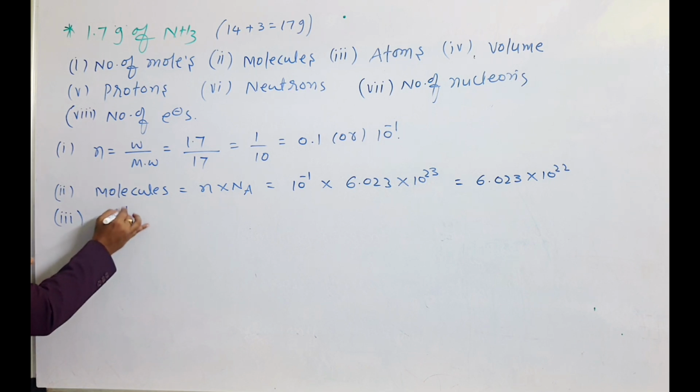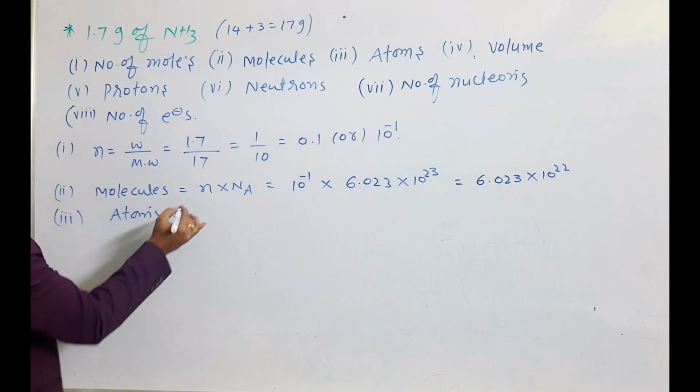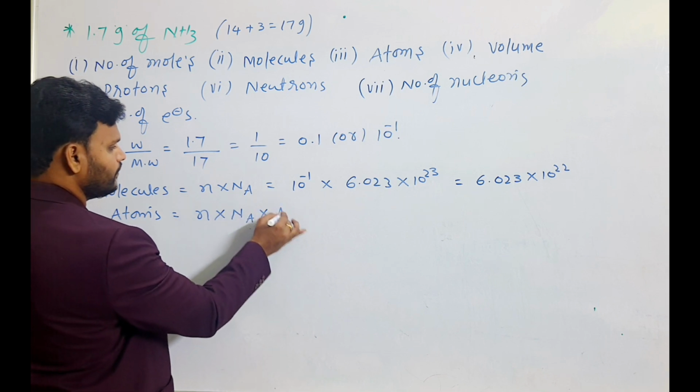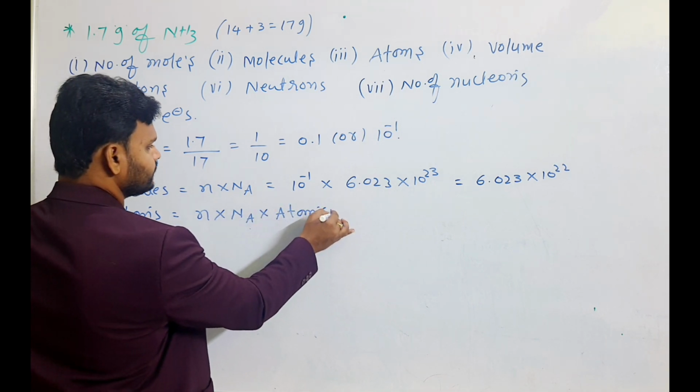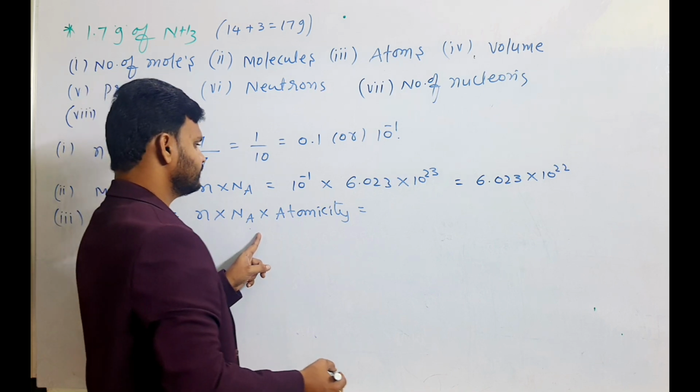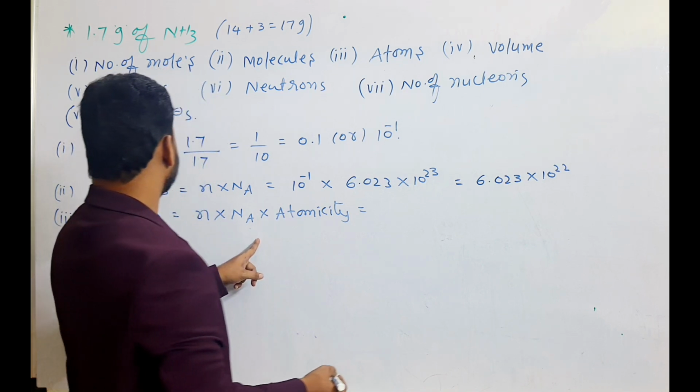Next, number of atoms. What is the atoms formula? n × Na × atomicity. n × Na already completed, na? n × Na already completed.